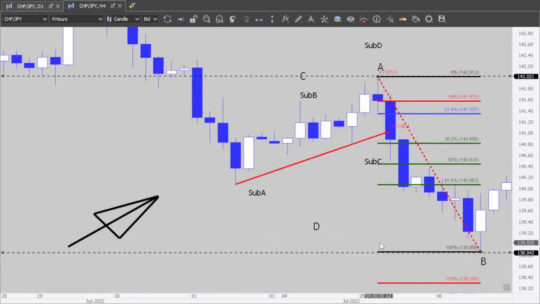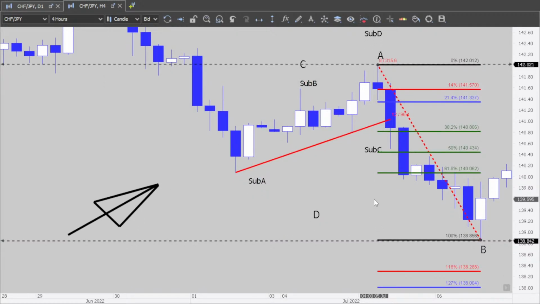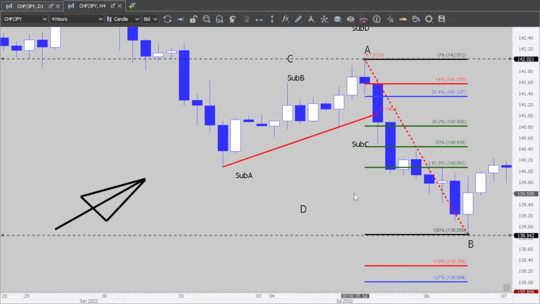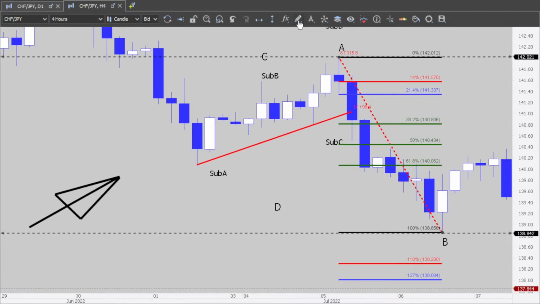Original Fibonacci, A, B, and we're going to monitor the market. 1, 2, 3, 4, 5, bam. Here we go.